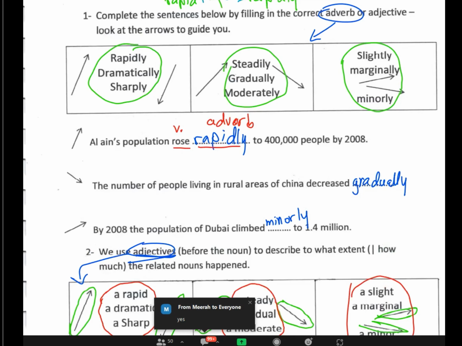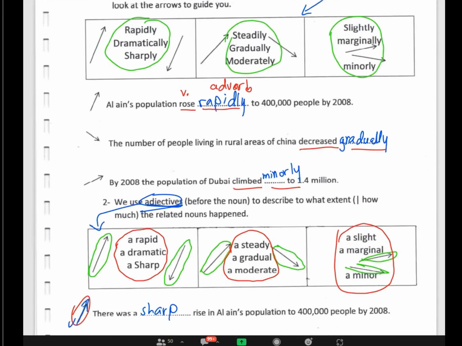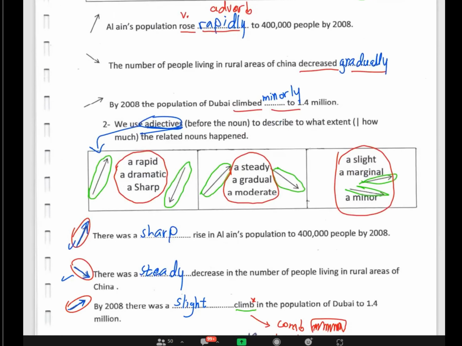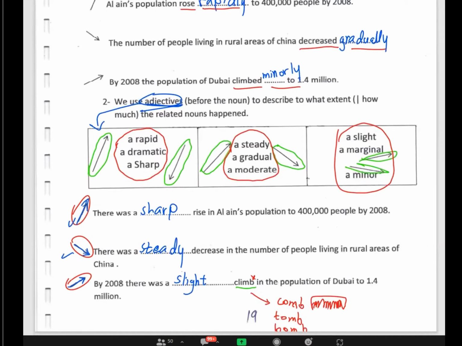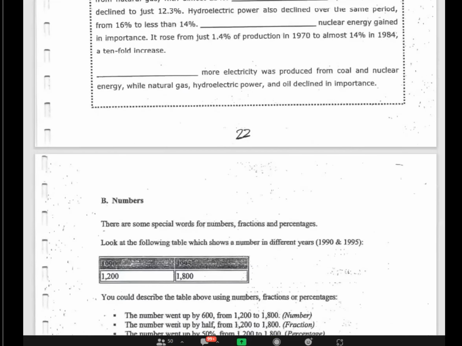It should be rose rapidly, rose dramatically, decreased gradually. Same thing here with the other words. Verb, adverb, verb, adverb. Okay? So it's just to see the difference in using the adjective and using the adverb. Let's go for another exercise.